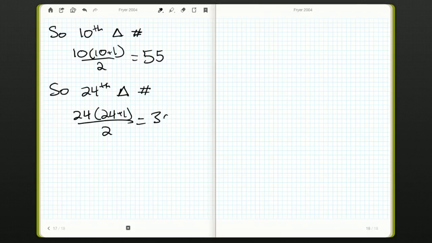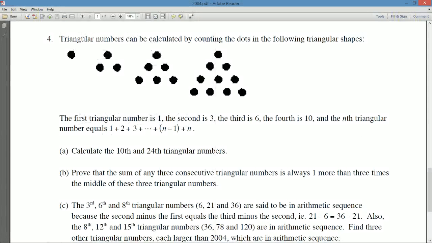And that should be 300. Now that one's a little harder to check, but it's still completely checkable if you want to work it out by hand or on calculator. But that gives us the 10th triangular number and the 24th, and that's what part A asked us for. All right, 10th and 24th triangular number.